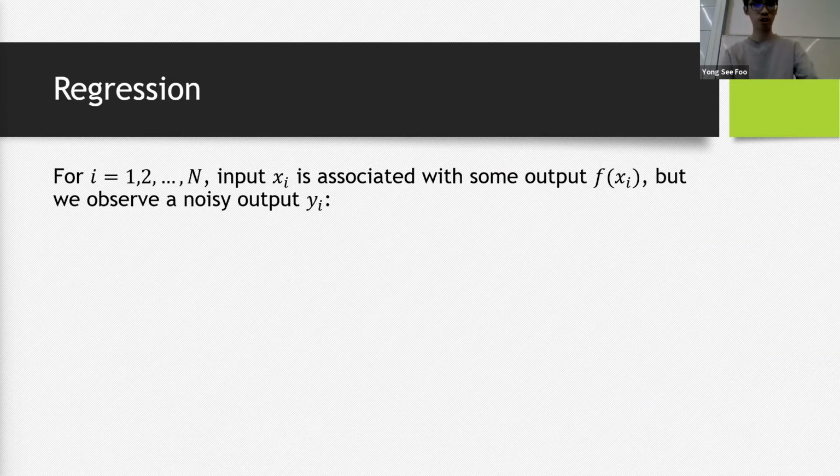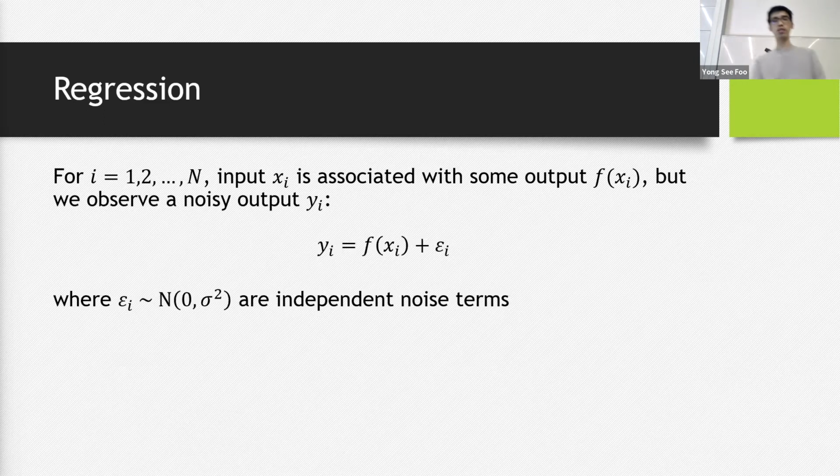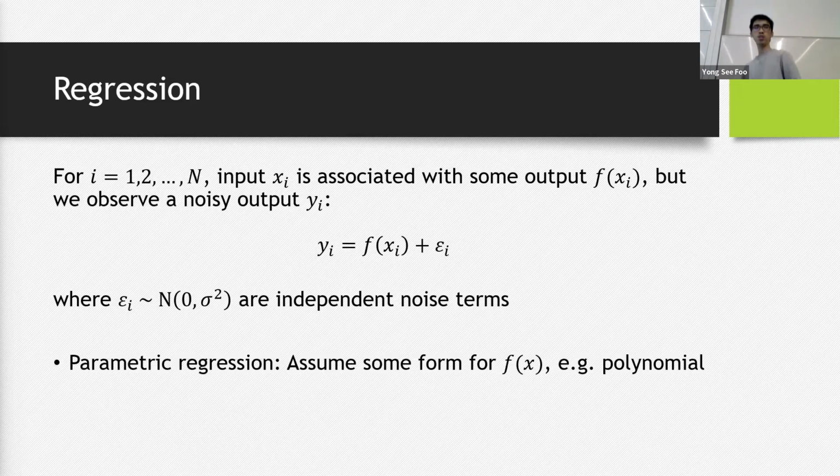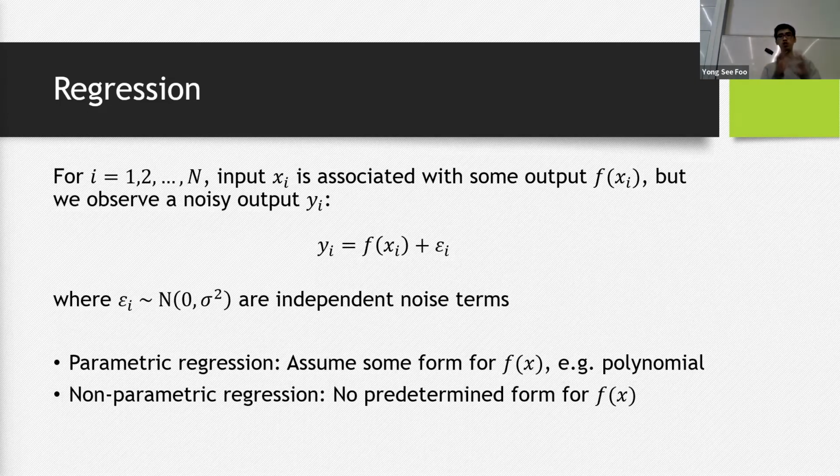So here's the general way you would spell it out. Each input is associated with some sort of output, f of x, but then there's some noise that corrupts it. That's why we see things being off the curve. Okay, so you can write it down like this. The epsilon there is just noise. And so in your linear regression and things like that, we call that parametric regression. You assume something about f, maybe it's linear, maybe it's polynomial. But Gaussian processes are different. They're what we call non-parametric regression. You actually don't assume a predetermined form for f.